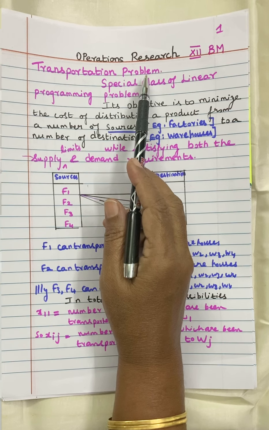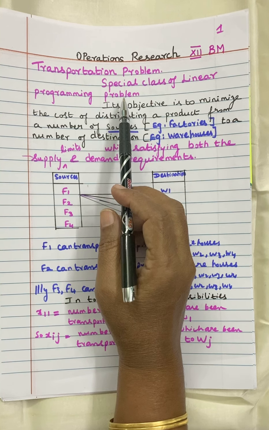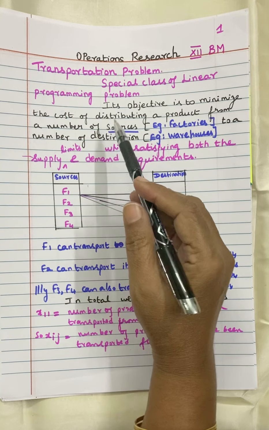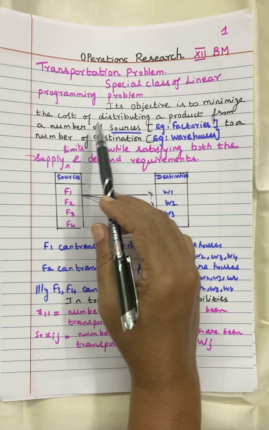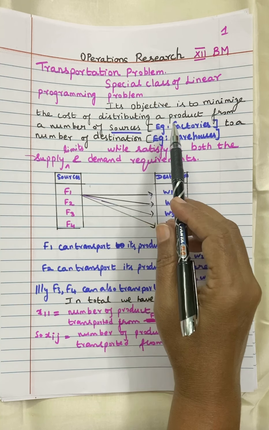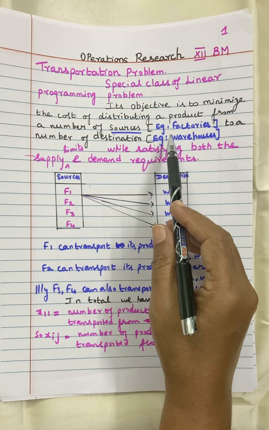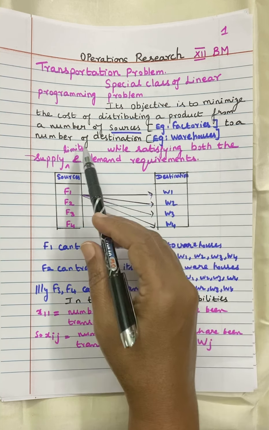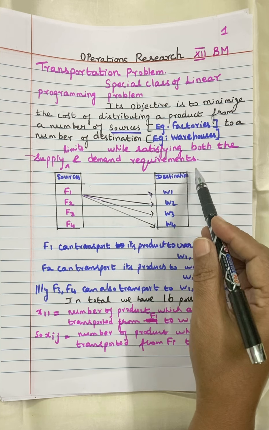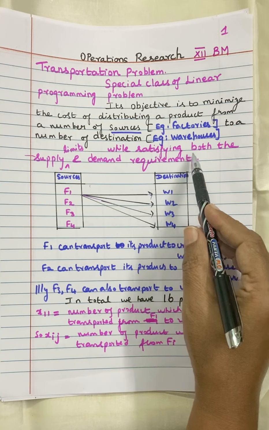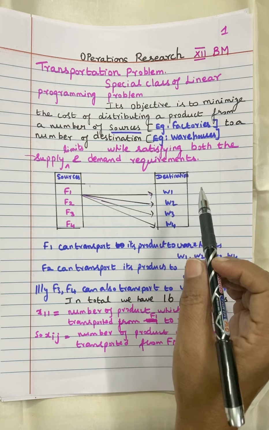Transportation Problem. This is a special case of linear programming problem, a special class. Its objective is to minimize the cost of distributing the product from a number of sources, for example some number of factories, to a number of destinations, that is warehouses where all the goods are sold, while satisfying both the supply limits and the demand requirement.